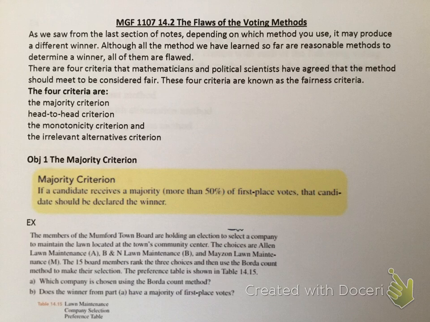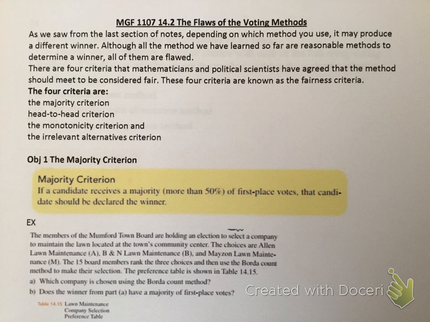So let's look at the first one, the majority criterion. The majority criterion states, if a candidate receives a majority, which is more than 50% of first place votes, that candidate should be declared the winner. So let's look at this example.